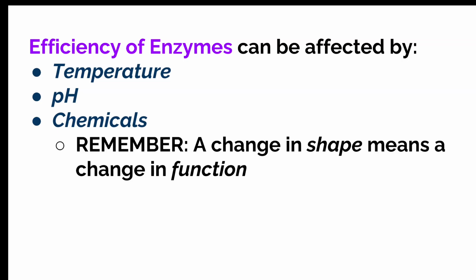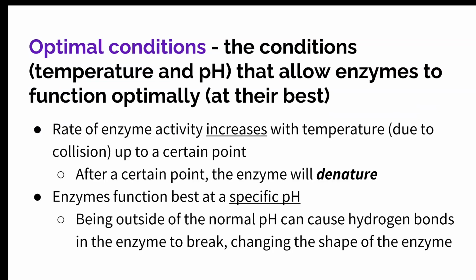Remember that a change in shape means a change in function. So any of these three things can change the shape of the enzyme. What we're going to be doing with these three things is basically just changing the final shape, maybe taking it from those folded alpha helices and beta sheets, and then we unfold them with one of these three things, and that'll eventually change the function of the enzyme. Now, there are optimal conditions in which enzymes will want to work, like a specific temperature and a specific pH, and that will allow the enzymes to function optimally and at their very best.